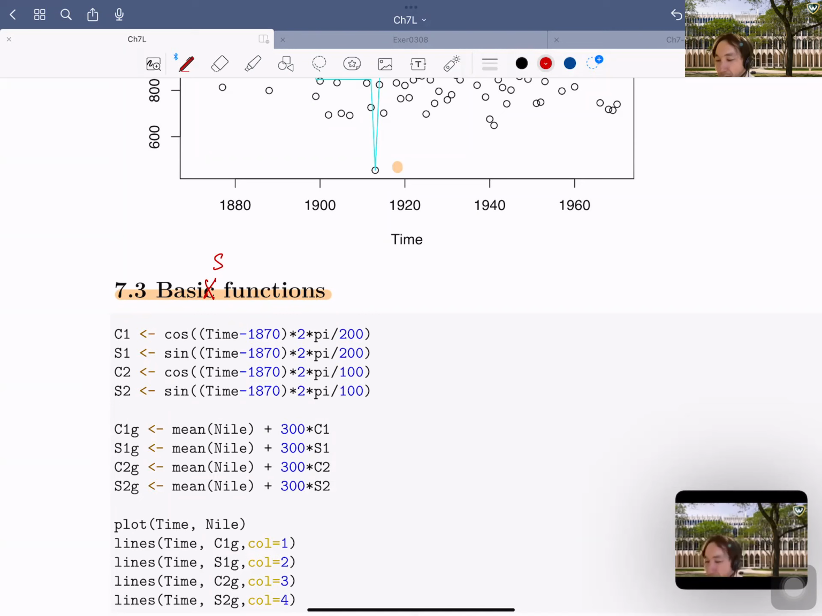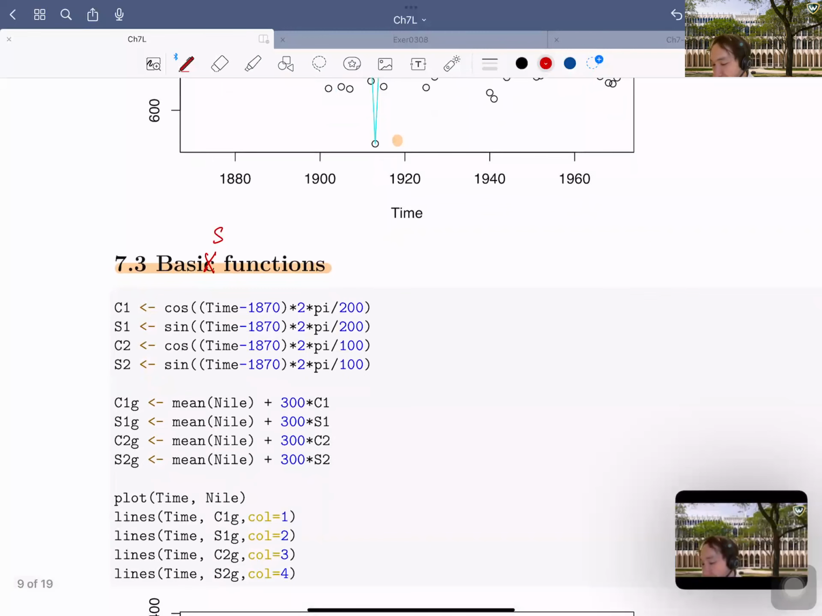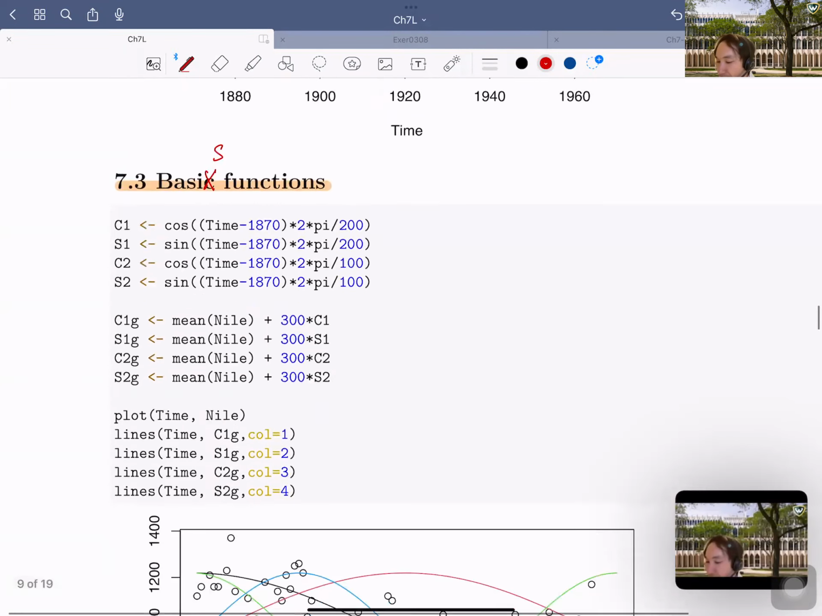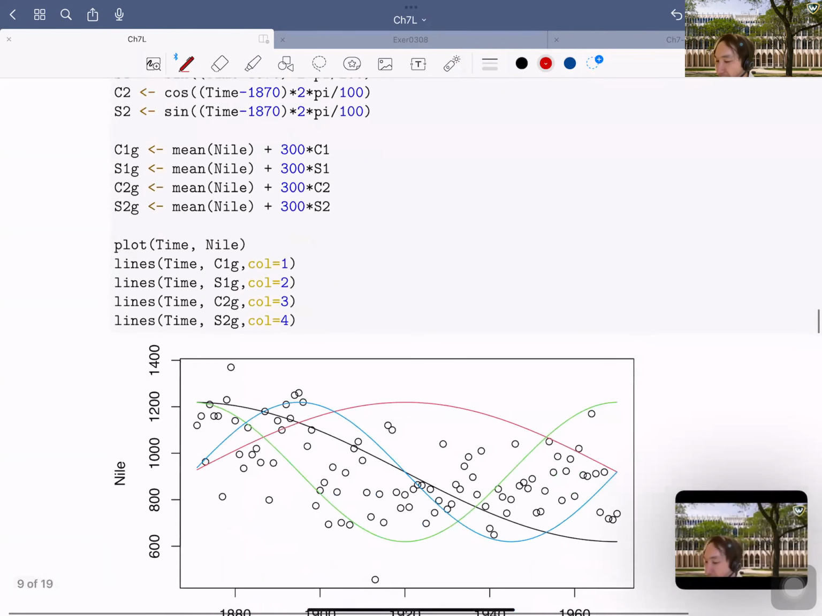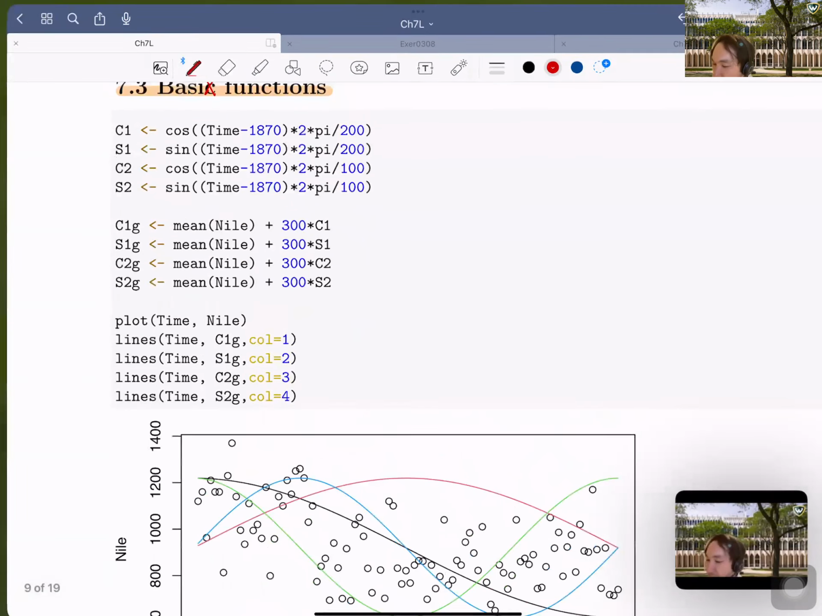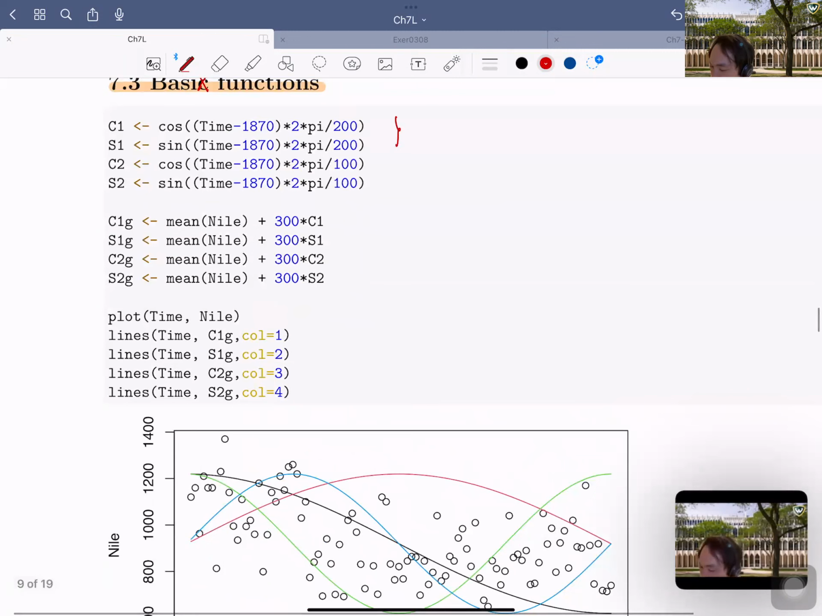And the next one is the basis functions. I just misspelled it as basic, but it's basis function. And here I try to use the cosine and the sine curve. So the first two variables are just the cosine and the sine curve with period equal to 200. So here, the number of observations is 100, remember. And also we use the cosine and sine curves with period equal to 100.